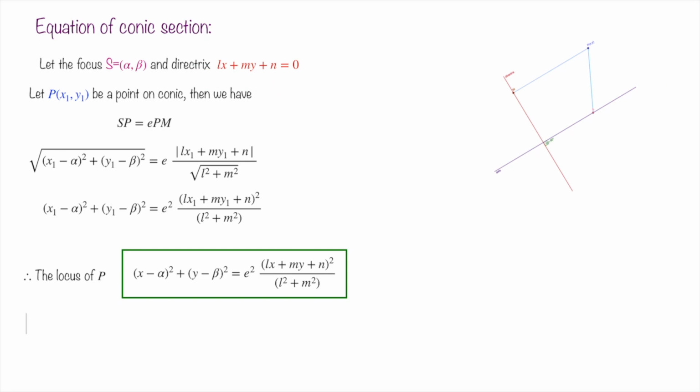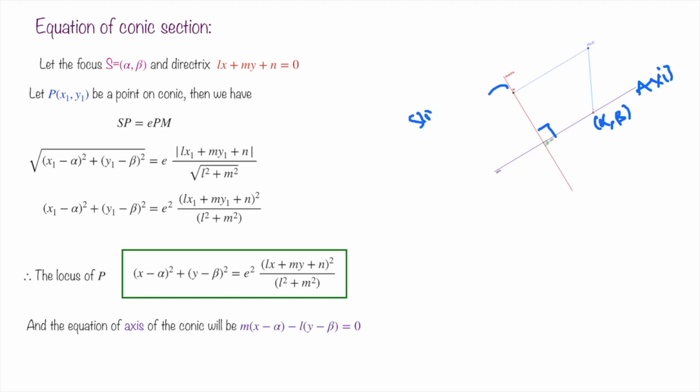Now the equation of the axis of this conic is going to be m times (x minus alpha) minus l times (y minus beta) equal 0. Because what is the axis? The axis is the line passing through focus alpha beta and perpendicular to the directrix. The directrix is lx plus my plus n equal 0.